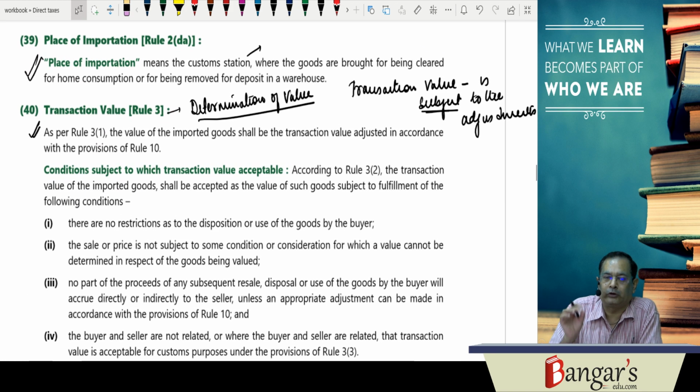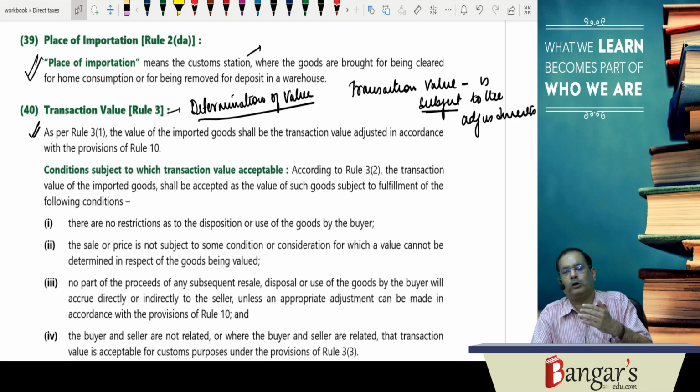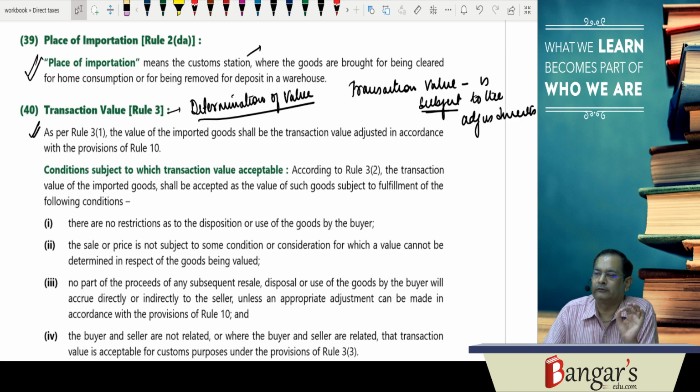So as per Rule 3.1, what is the value of the imported goods? The value of the imported goods shall be the transaction value adjusted in accordance with the provisions of Rule 10, that is costs and services as provided in Rule 10. Now, according to Rule 3.2, the transaction value is acceptable subject to the fulfillment of the following conditions.